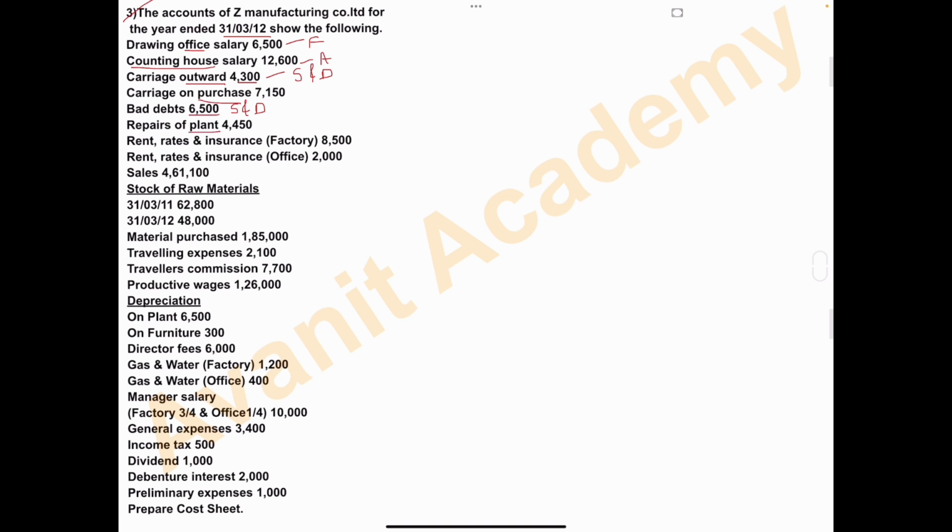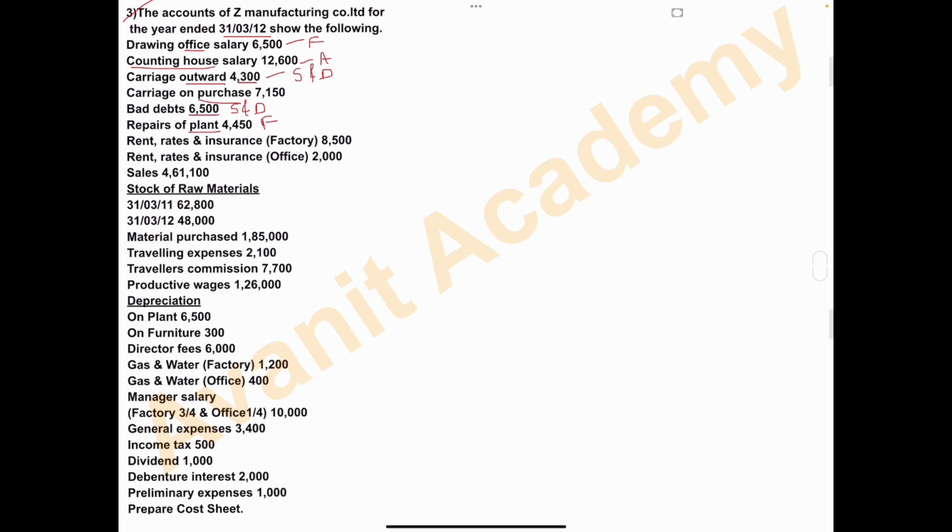Repairs of plant. Plant is used for producing the goods in the production area. So repairs of plant we take under factory overhead, because plants are used in the factory, that is, conversion of raw material into finished product.